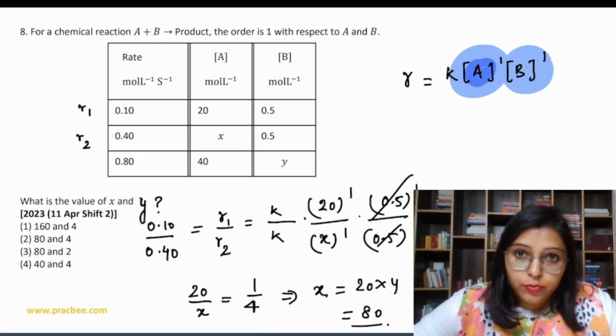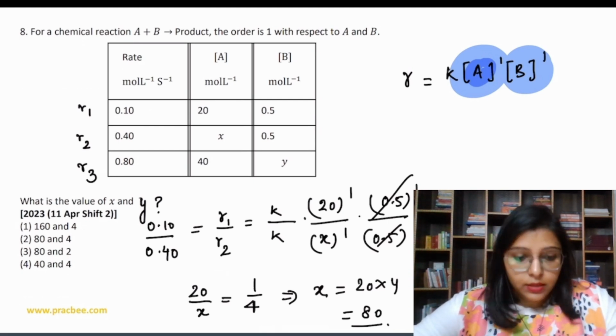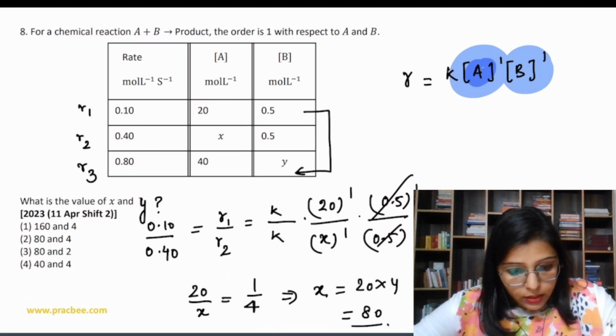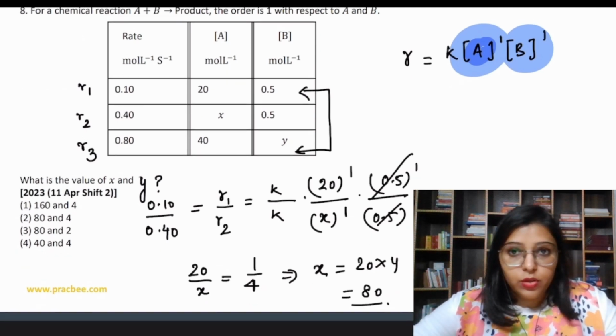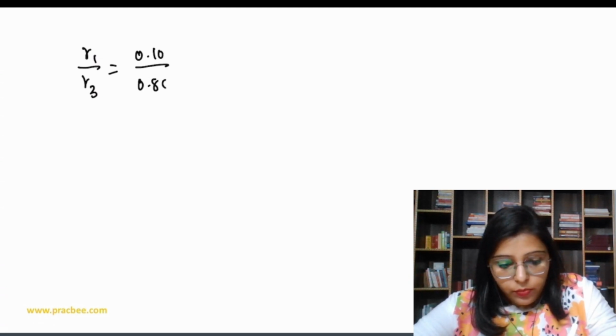Similarly, if we solve for R1 and R3, right, we can get the value of y. So let's solve R1 and R3. R1 and R3 is equal to 0.10 upon 0.80. That is K upon K.